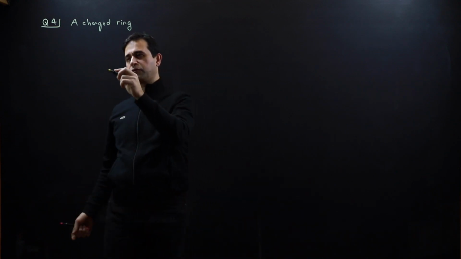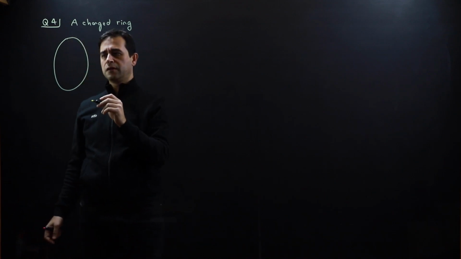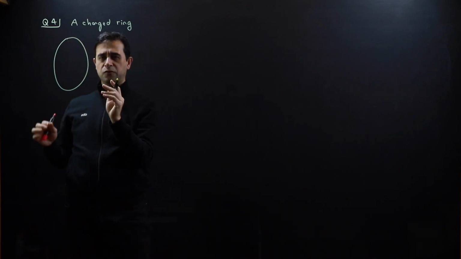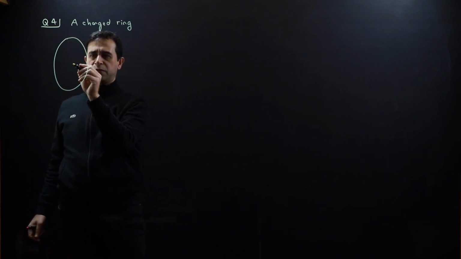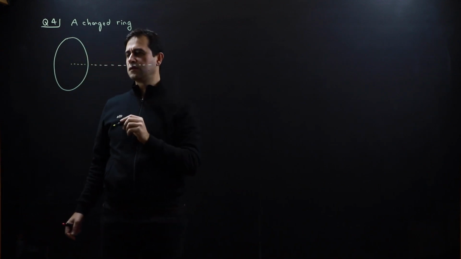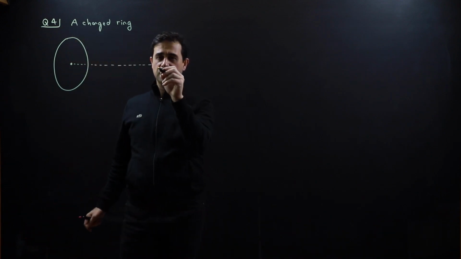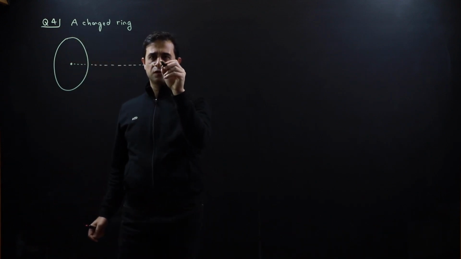So let me draw the figure first. It's going to be a slightly different perspective because I'm just drawing it like that. From the center of the ring, the point P is located right here. So let me put P here.